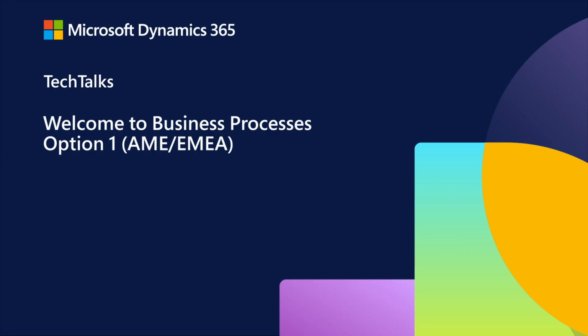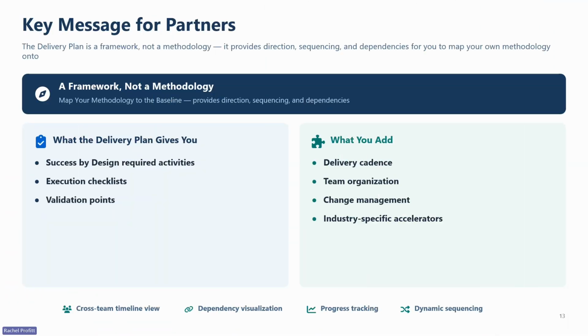But here's the thing. This is your bread and butter as a partner. This is how you differentiate yourself. We're not telling you that this tree is mandatory. What I am saying is that if you make your own delivery plan, yours should include all of the things that ours includes: our 13 Success by Design required activities, our validation points, our execution checklists. Make sure that all of those things are accounted for in your own delivery plan and your own methodology. What you add is your own execution approach.